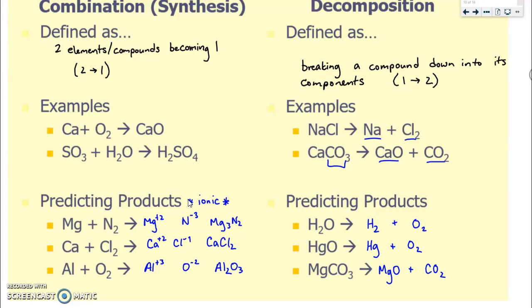And these are the answers you should have gotten for those 2 examples. Again, oxygen is diatomic, and the MgCO3 would end up very similar to the CaCO3. Let's continue our study.